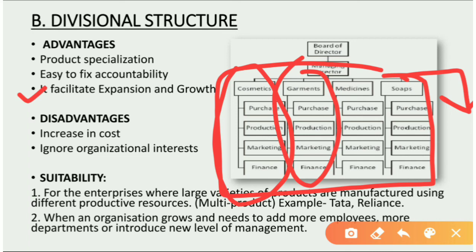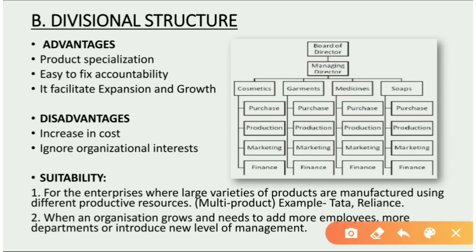Right. Now let us see the disadvantages. The first is increase in cost. Students, as you know, this organization performs the functions of division, meaning they produce more than one product. To carry out the work of each department, many resources are required, for every division, like for cosmetic division, garment division, medicine division, soap division. Many resources are required, and to acquire all those resources, it is a very costly process. So definitely it is a costly process.